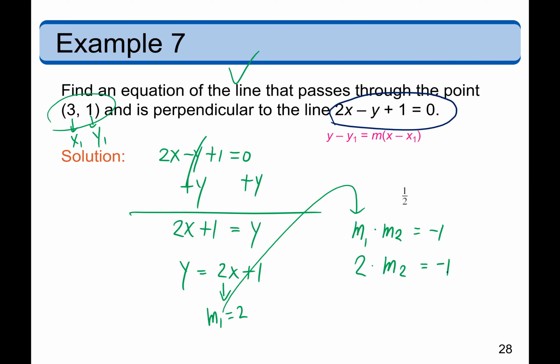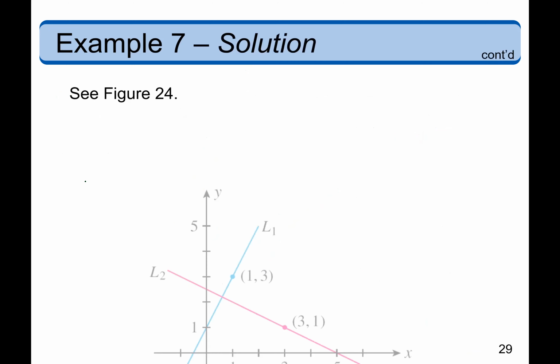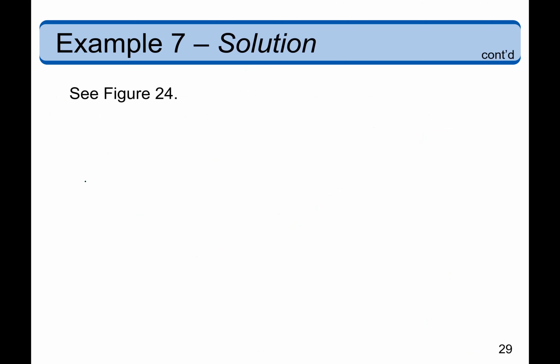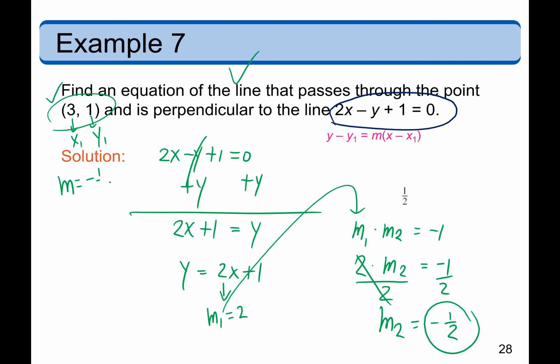So now let's find the slope for the other line. Divide both sides of the equation by 2. The slope for line number 2 should be -0.5. That means we know the given ordered pair, and the slope is -0.5, right? Then we'll be able to find the equation of this line by using the point-slope formula.